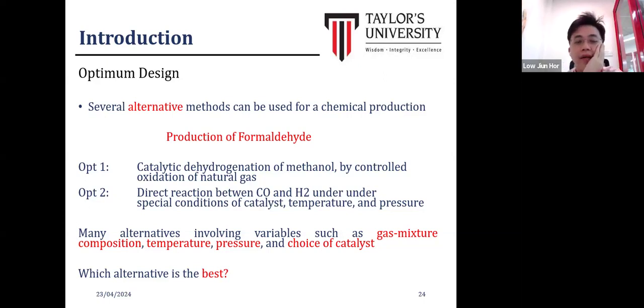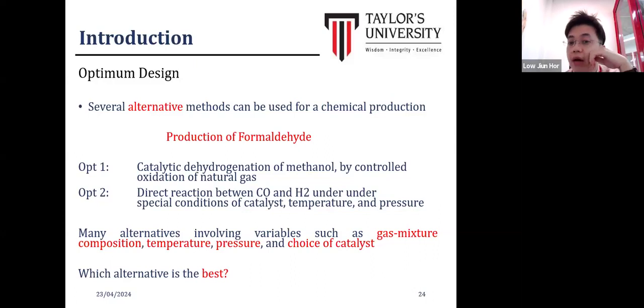Just now I already shared and introduced some of the frameworks or guidelines that we normally use in our chemical plant design. Now I will try to explain the common considerations that we need to take into account in our design. First, the selection of the process. For example, now we want to produce formaldehyde.